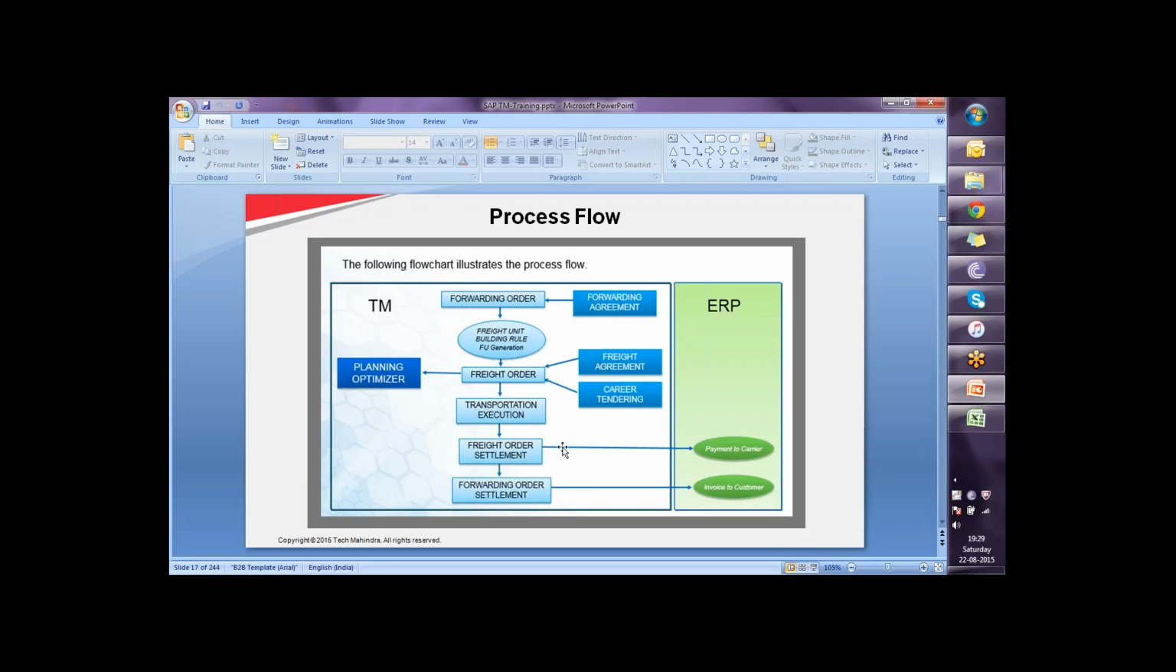Freight order settlement happens after the total execution of the process is completed and the goods are transported to the destination location. The payment is made to the carrier, and for that the invoice is sent to ECC. Similarly, for forwarding order settlement, the billing document is sent to ECC, and final billing happens to the customer via ECC only.